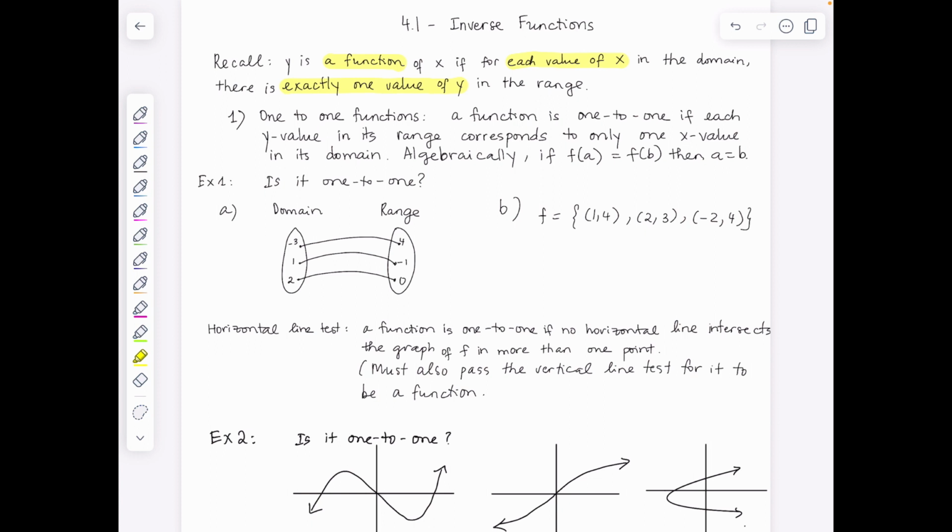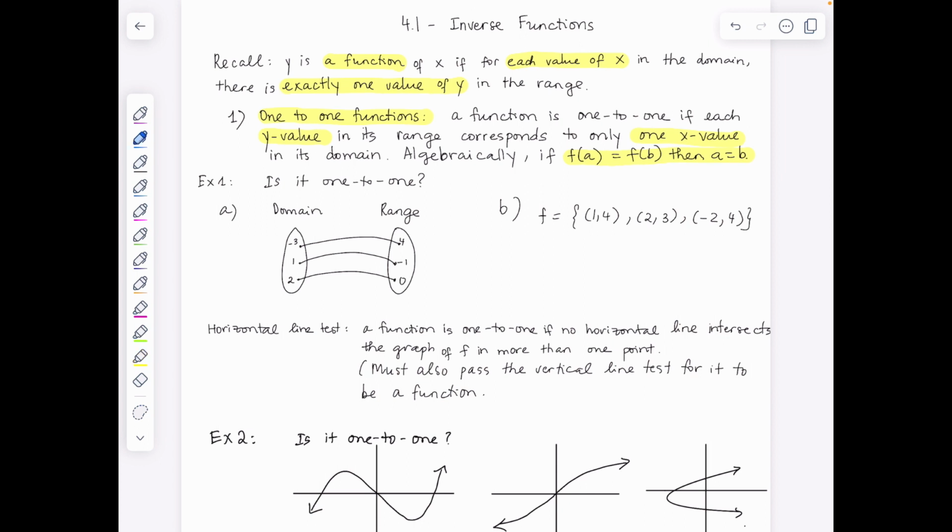Now, new definition, one-to-one functions. A function is one-to-one if each y value in the range corresponds to only one x value. So it sounds like the order of x and y are just the opposite of the definition of a function, where each x corresponds to exactly one y, and here each y corresponds to one x. So it has a one-to-one relationship. Algebraically, if f of a is equal to f of b, then a is equal to b.